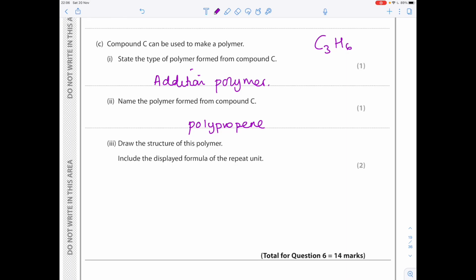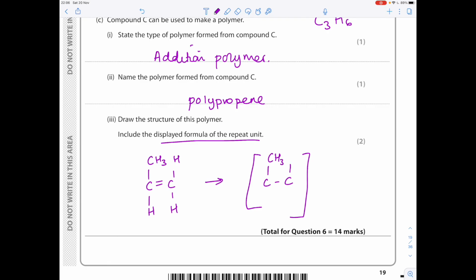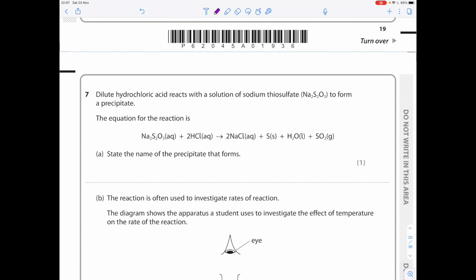Draw the structure of this polymer, include the displayed formula of the repeat unit. Here's our propene, which remember is unsaturated, so it has that double bond. We need to break that double bond and redraw it. Elongate those bonds and then show that we've got several subunits.